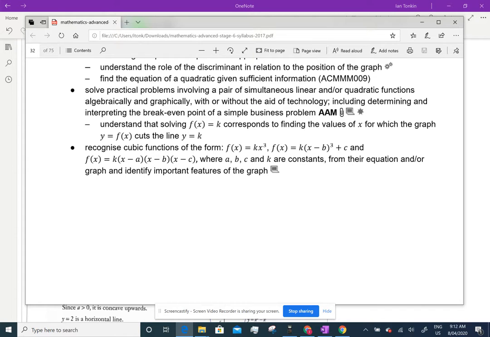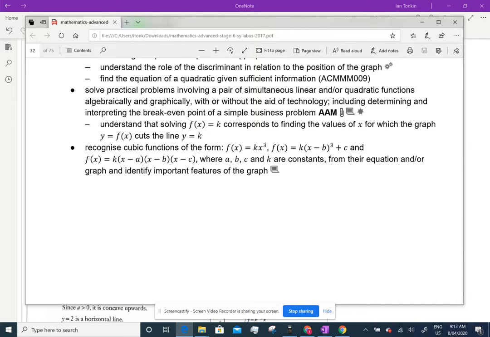So now this is the point that we get to now. So solve practical problems, and the big emphasis here, practical problems involving a pair of simultaneous linear and/or quadratic functions. Now, be able to do that algebraically and graphically, with or without the aid of technology, including determining, and this is a big one, the break-even point of a simple business problem. And here, understand that solving f of x equals k corresponds to the values of x for which the graph y equals f of x cuts the line y equals k. So that's what we're going to be doing today.